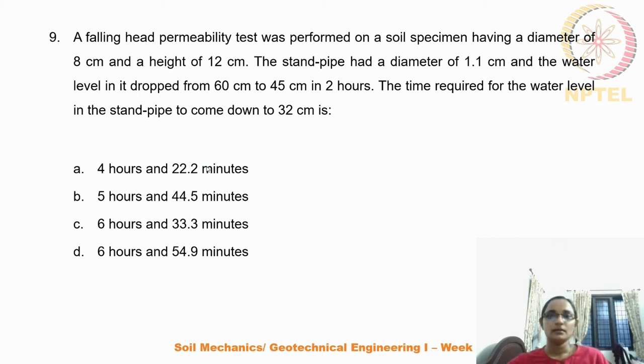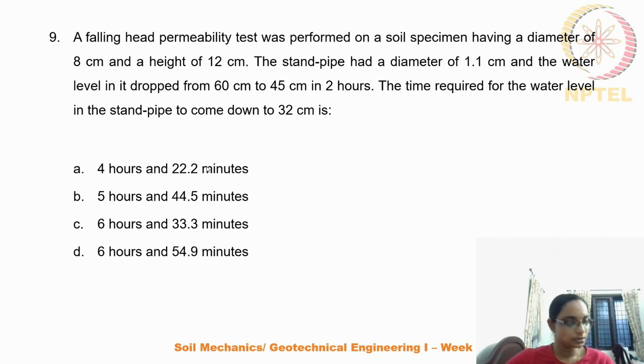The time required for the water level in the stand pipe to come down to 32 centimeter is. So initially when we conducted the test, the water level is dropping from 60 centimeter to 45 centimeter and that is happening in 2 hours. So the question is, what will be the time required for the water level to drop from 60 to 32 centimeters?